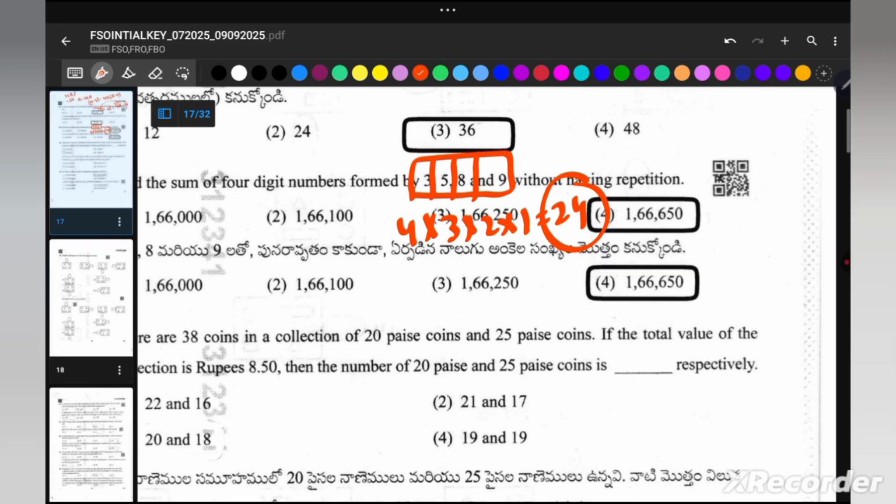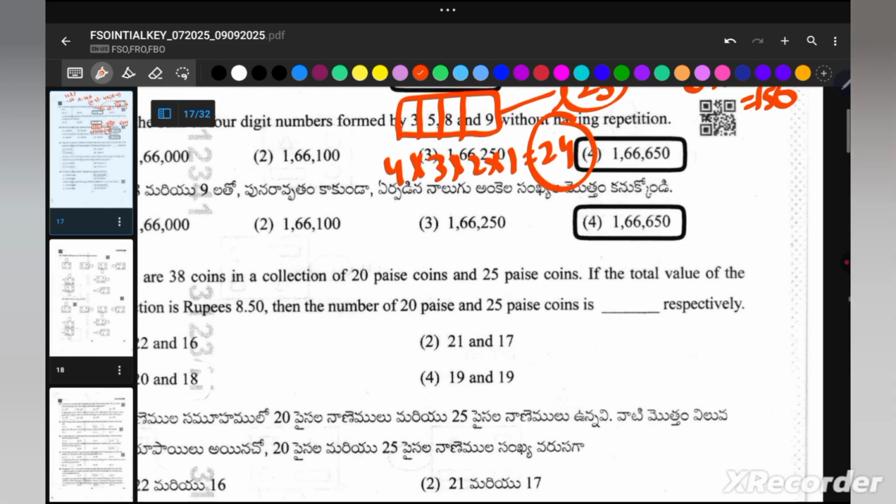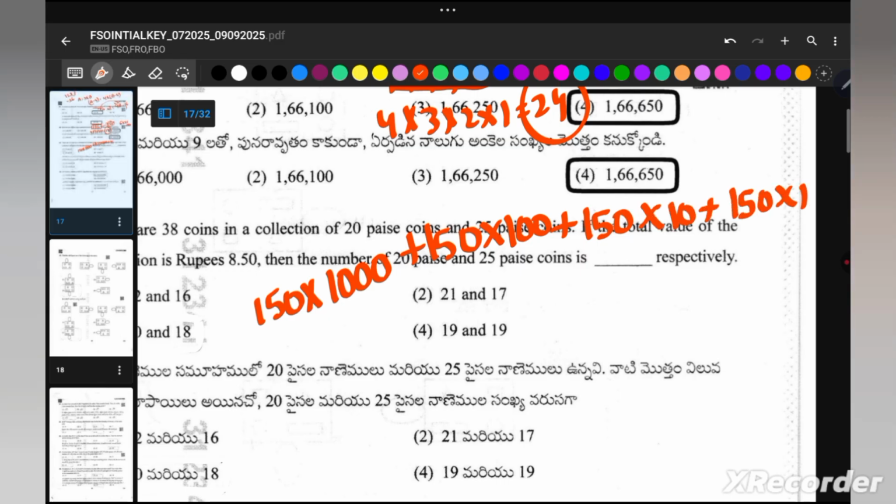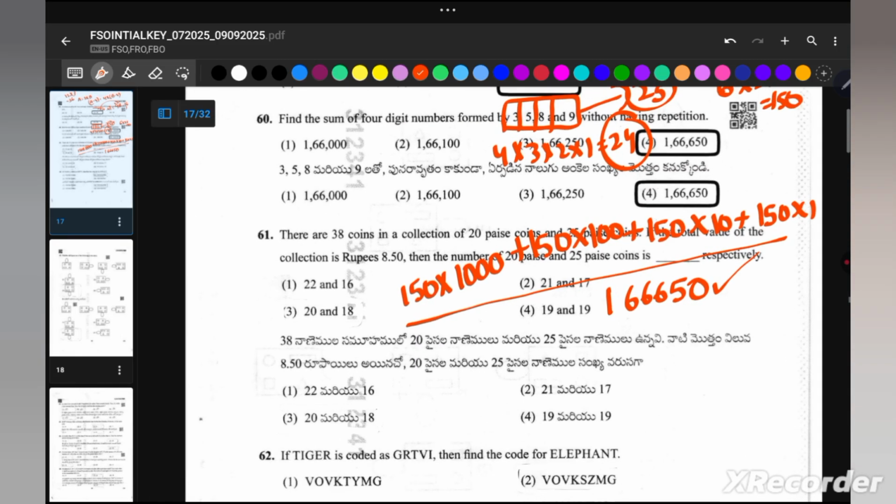What is the sum of the actual numbers? The sum of the digits will be 25. Okay, how many positions can we match up? 6 positions. So 6 into 25, total 150. Now let us calculate the sum of all the numbers in each position: 150 into 1000 plus 150 into 100 plus 150 into 10 plus 150 into 1. If you add all of these numbers, you'll get 166650. So the answer will be option 4.